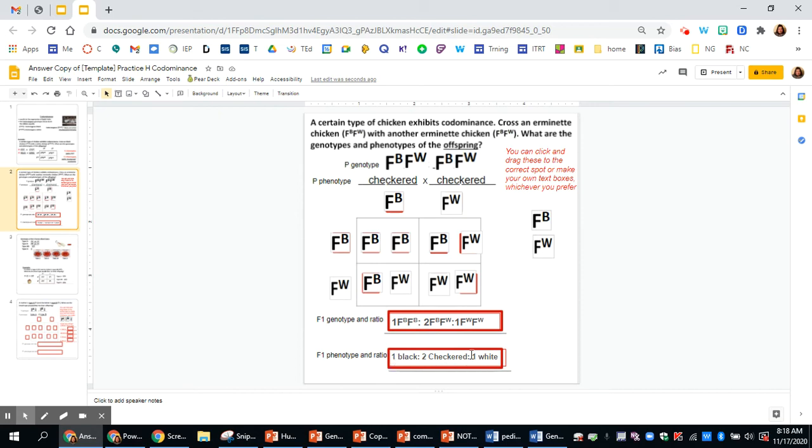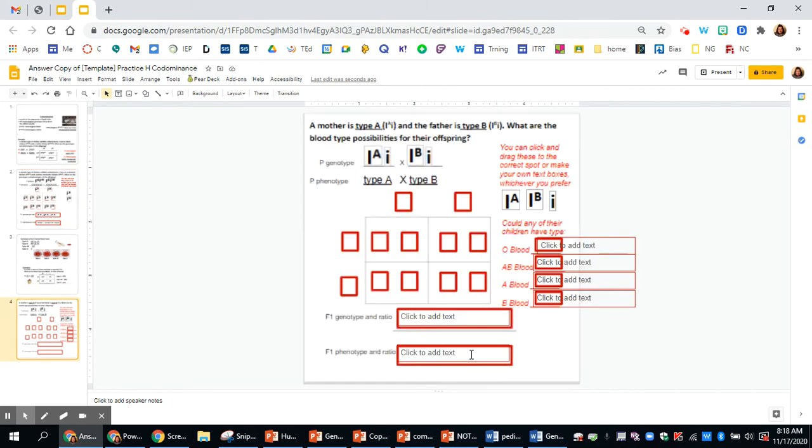Or you could have said 25, 50, and 25%. Now for the next one, for the blood typing problem, I actually wanted to try to do this with you while you watched. And what you were doing first is this is one allele, this is another allele. Remember, I made these for you, or you could have made your own.